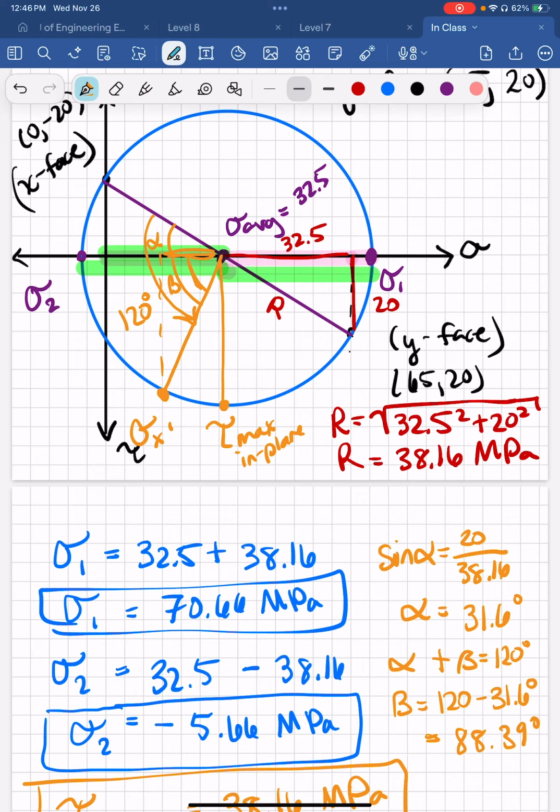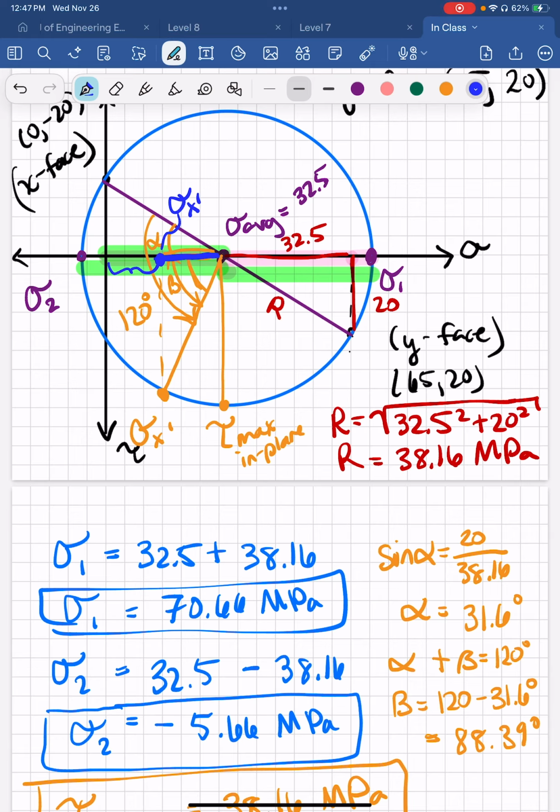I was wondering if I'd drawn it at the right place. But now we know that beta here is 88.39. I'm going to use a different color now. We're interested in this distance here. I guess we want to find that delta x prime right here. That would be the stress x prime. Once we know that distance in that triangle, then we can figure out what this distance is, and find that delta x prime.